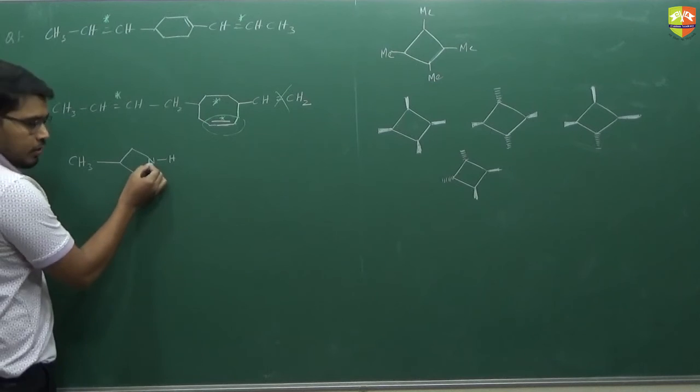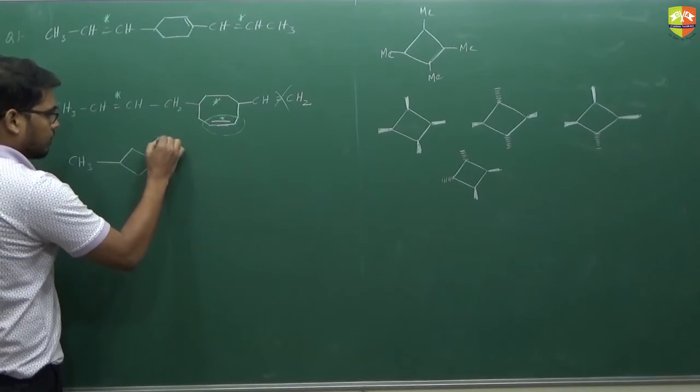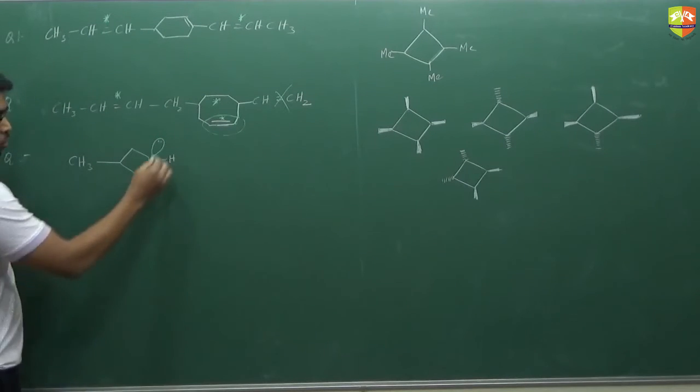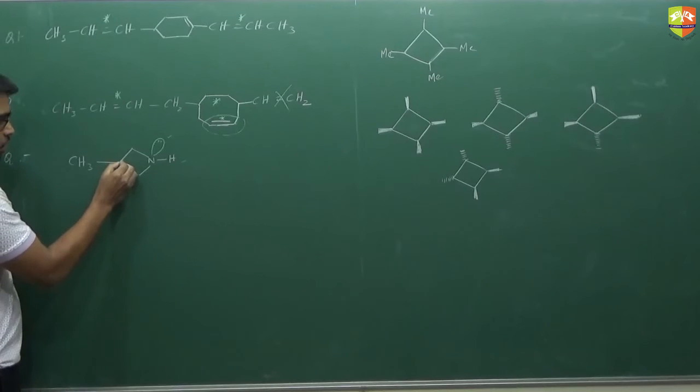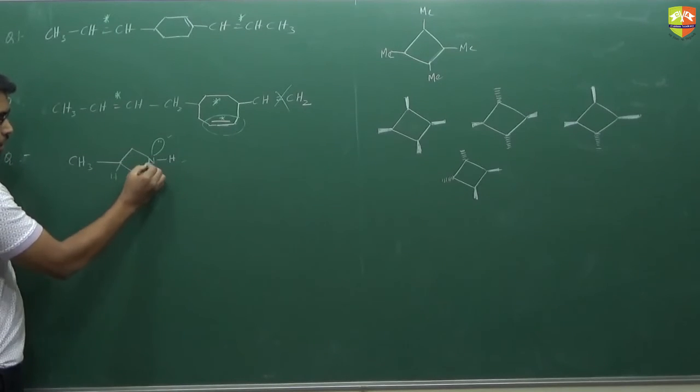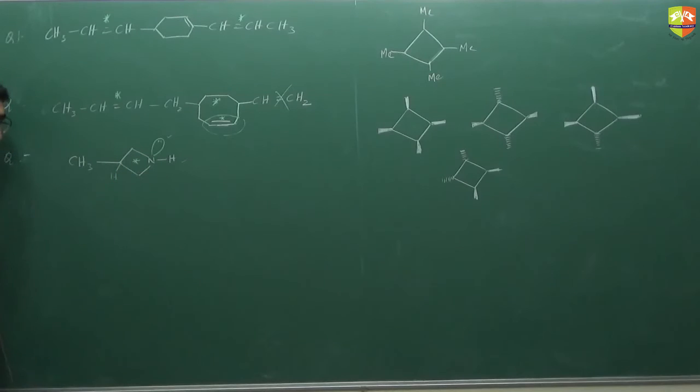See, this nitrogen has one lone pair on it. Oh yeah, then it is. So two different substituents, lone pair and hydrogen. And this carbon is what? One hydrogen here. And ring, so because of ring, GI is possible.